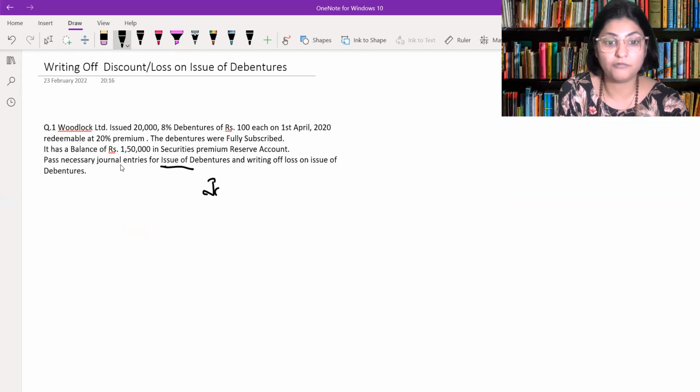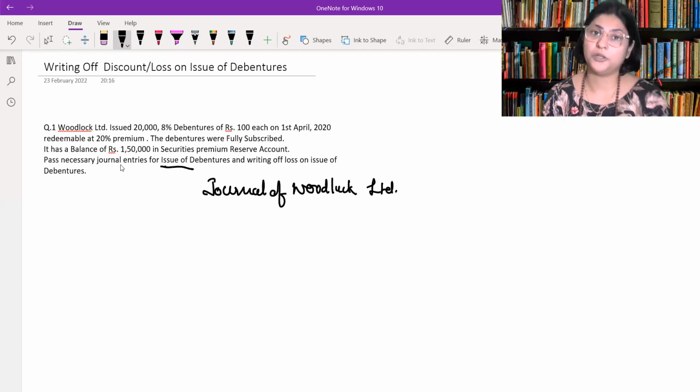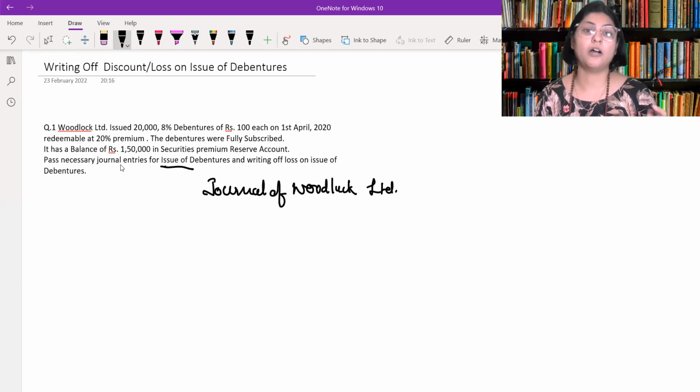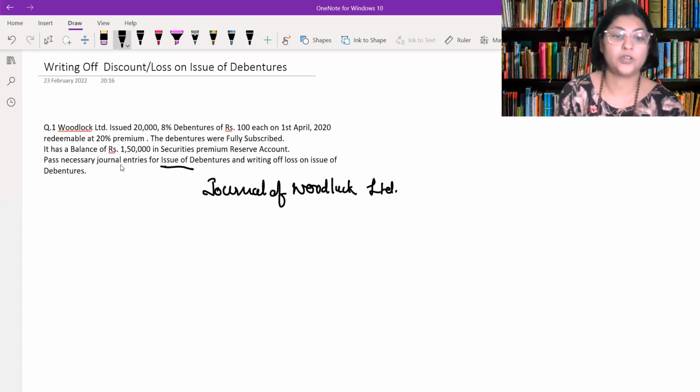We'll write journal of Woodluck Limited. You will make the proforma on your own. I'm not making the proforma here, but you know very well that if you do not make the proforma in the exam, you will definitely lose marks. So don't make that mistake of not making the proforma. You have to make the proforma of the journal, which is date, particulars, ledger folio, and two columns of amount. These columns should be there.